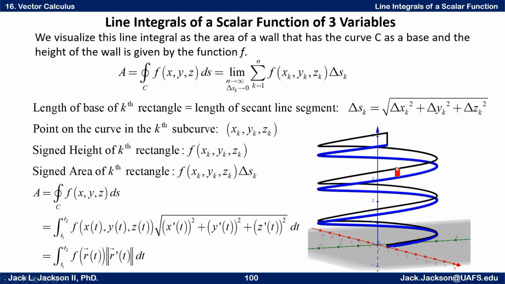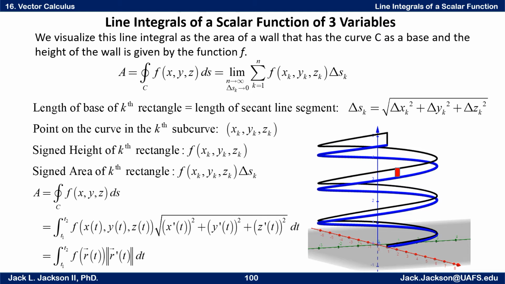We'll break that into little rectangles like this. Now the base of the rectangle is going to be, again, a secant line segment like it was in our last video. Delta s sub k is going to be the width of that particular part. But this time, because we're in 3 dimensions, we have our 3-dimensional Pythagorean theorem extension, which tells us the length is delta x squared plus delta y squared plus delta z squared, and then square root the whole thing. That's going to be delta s.